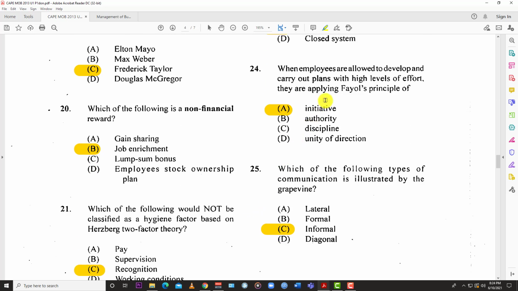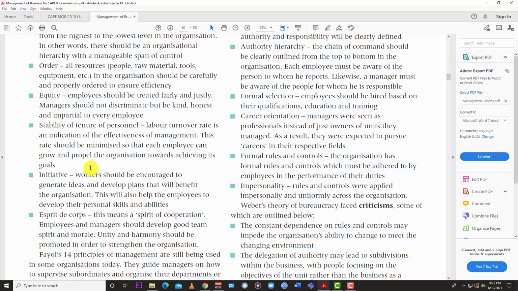24. When employees are allowed to develop and carry out plans with high levels of effort, they are applying Fayol's principle of, and the answer here is A, initiative. And here in the textbook, it's outlined right here. Initiative: workers should be encouraged to generate ideas and develop plans that will benefit the organization. This will also help employees to develop their personal skills and abilities.